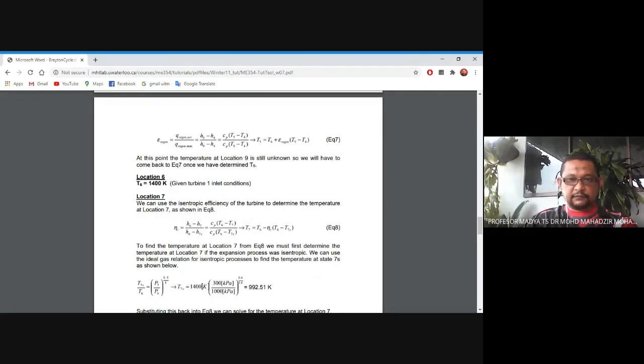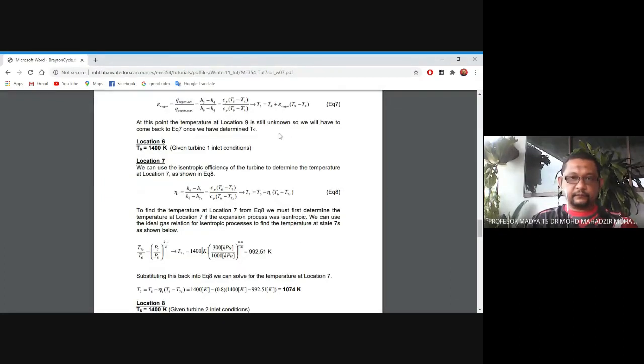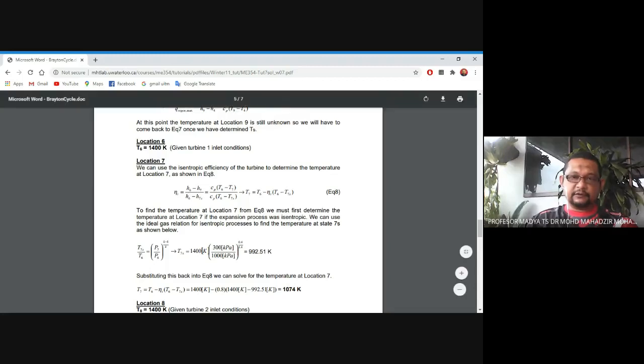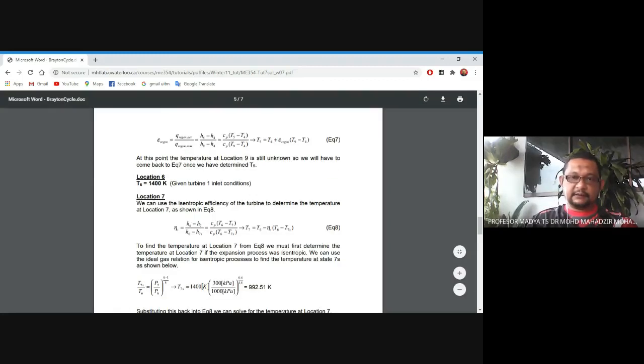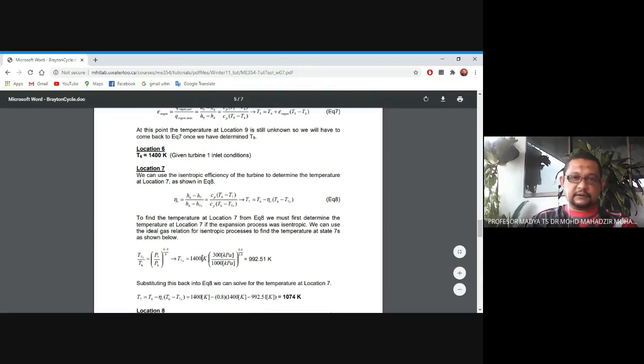But here you will have to find another temperature, T9. If you don't get T9, just go for another state to find the answer. Okay, for T6, it has been given.